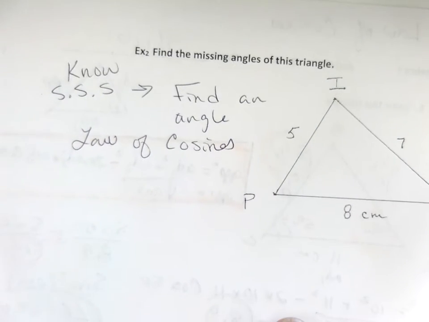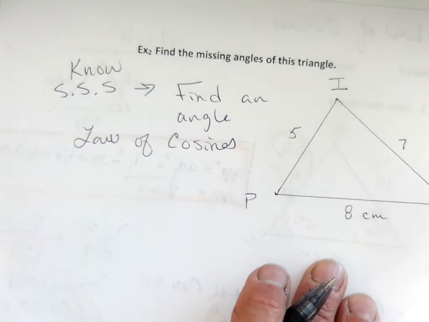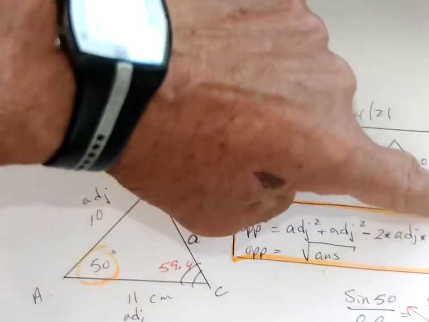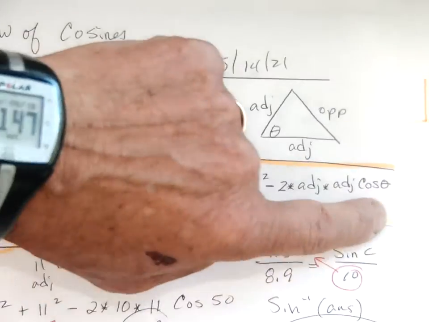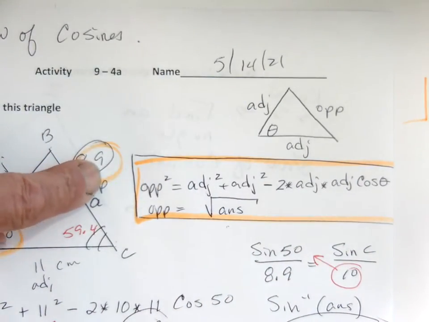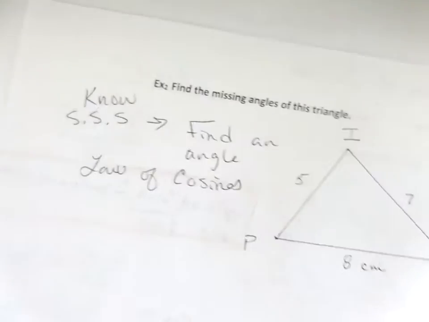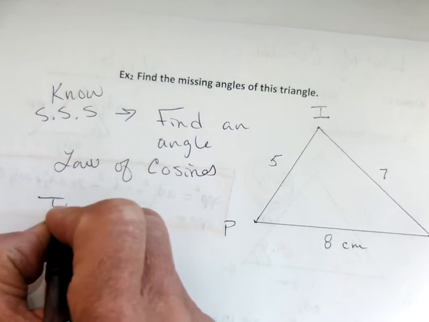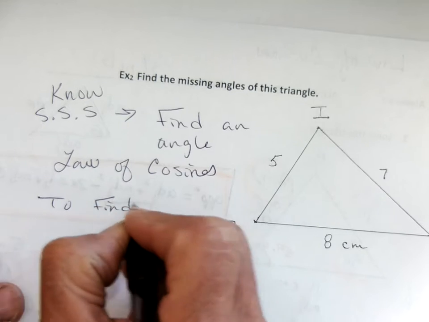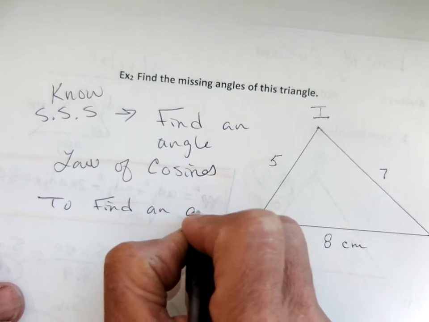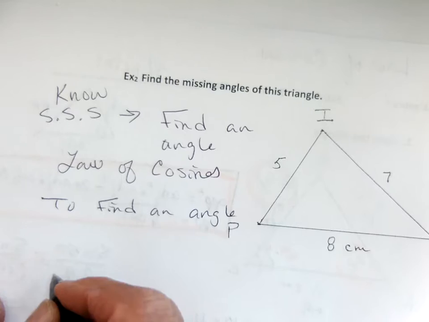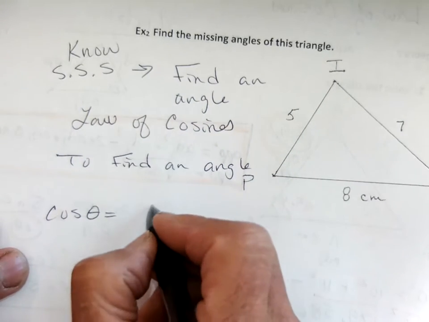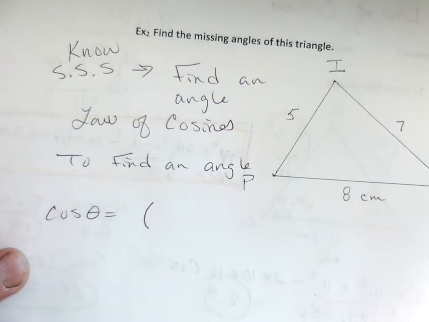Okay, what we're going to do is take the formula that's on the front, and I'm going to rewrite it in a form that's more convenient to find the cosine, okay? So, to find an angle, I'm going to write cosine of theta equals parentheses. Super important you have the parentheses.